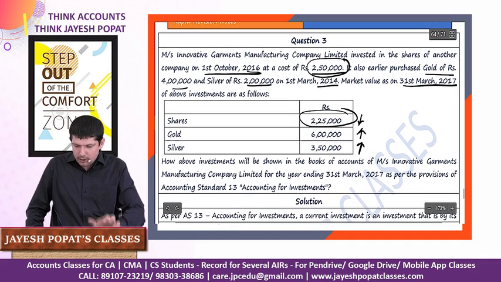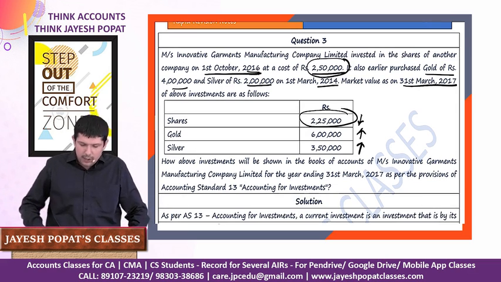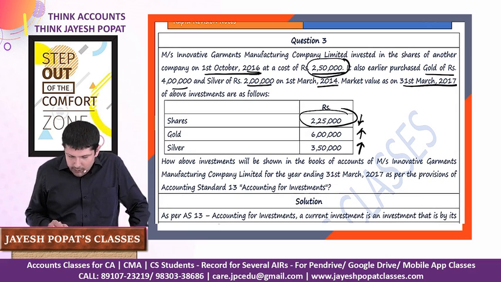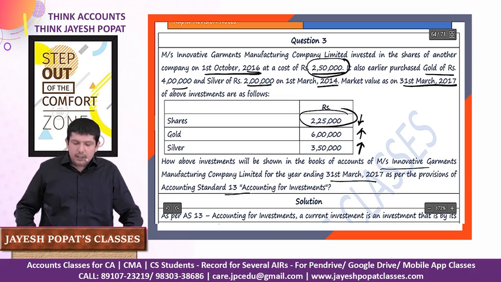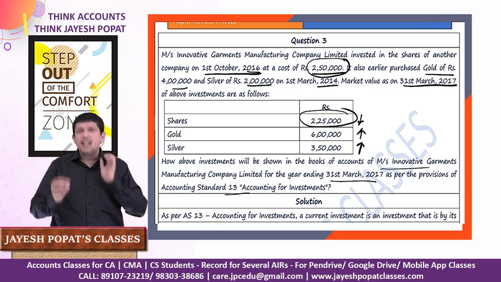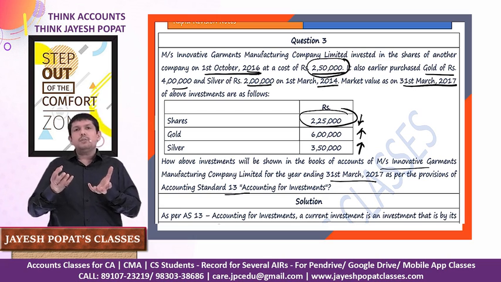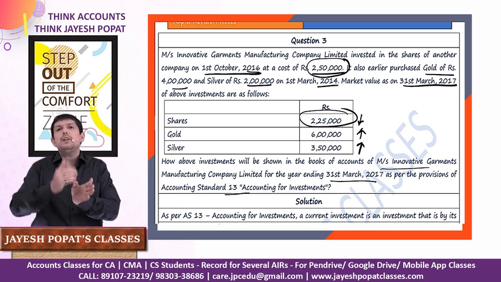Let's see whether they have told about their intention of holding it, for what period. How should the above investment be shown in the books of Measures Innovative for the year ended 31st March 17 as per the provision of Accounting Standard 13? What we could say is that for shares they haven't told us whether they intend to hold it for a period of up to 1 year or more than that.